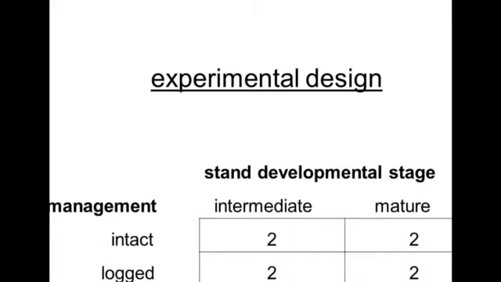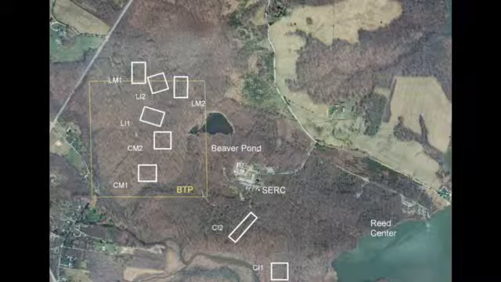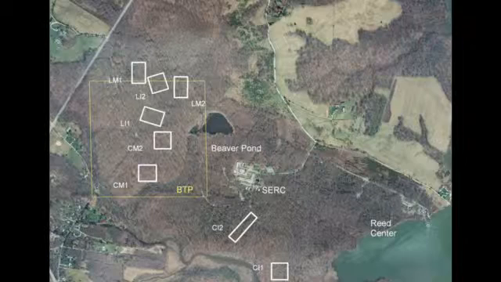We had an experimental design. We had both intact and logged forests of two types, intermediate and the mature phase. And we had 2 examples of each. And we studied them each in 1 hectare of land, and they're all distributed in the forest in CERC property.